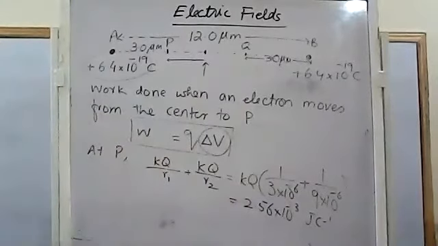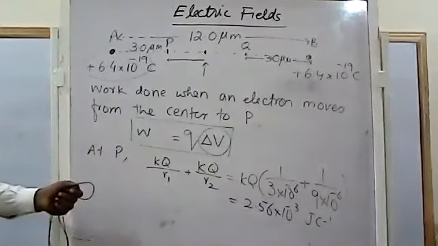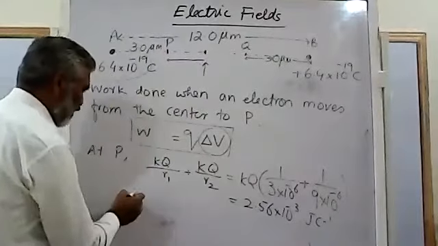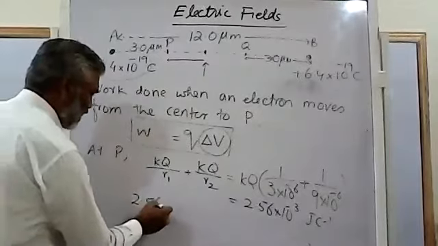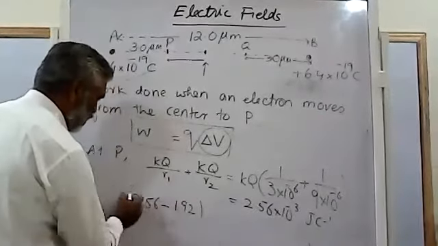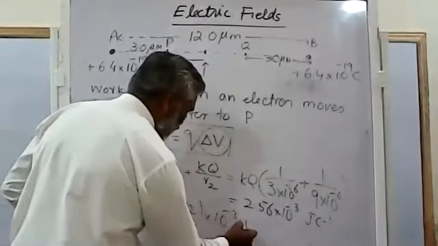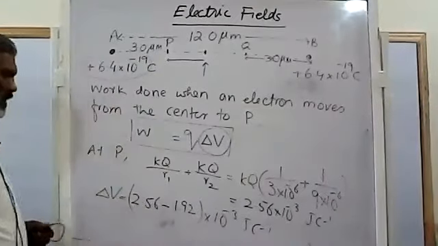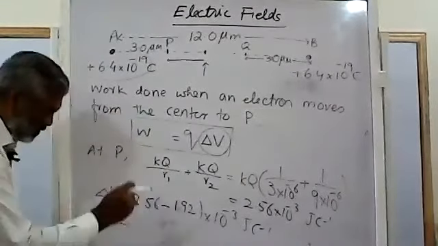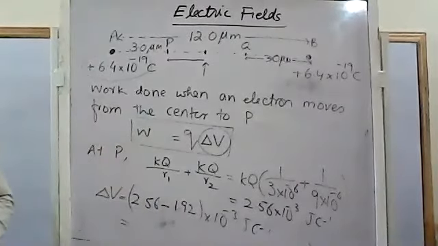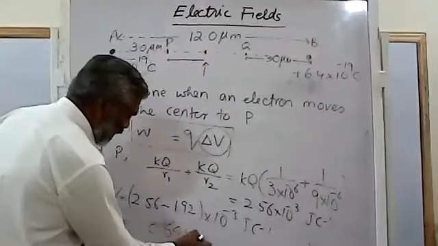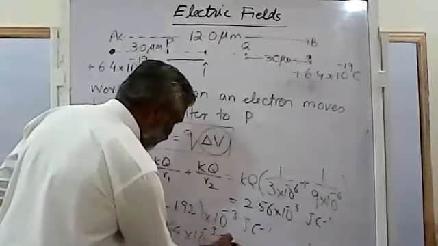So at the center it was 1.92 into 10 to the power minus 3, and now that you have moved to this point, it is this. So difference of potential is therefore 2.56 minus 1.92 into 10 to the power minus 3 joule per coulomb. This is delta V. So if we calculate this number, the difference comes out to be 0.64 into 10 to the power minus 3 joule per coulomb.